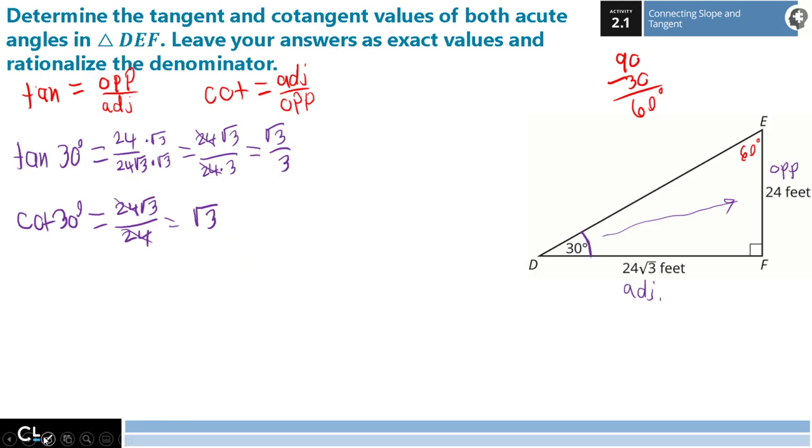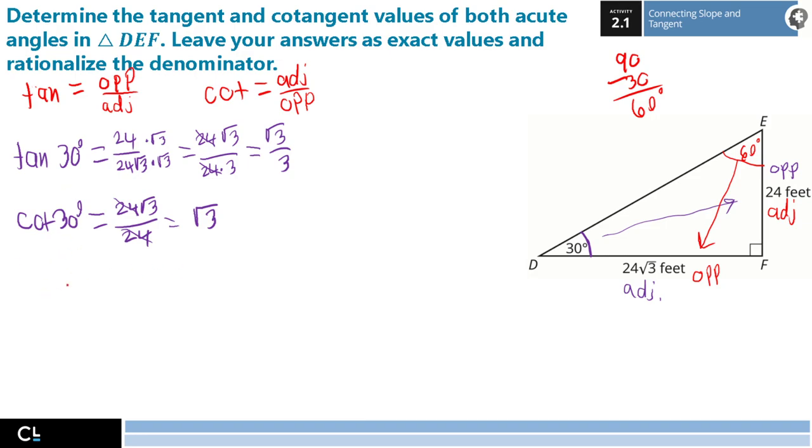Awesome. And now, since I already wrote my number in red here, we're going to use red for my 60-degree angle, or angle E. So in red, the opposite is now this 24 radical 3, so we're going to say op. And my adjacent will be the 24 feet, adj. Now, remember, purple is for my 30-degree angle. Red is for my 60-degree angle.